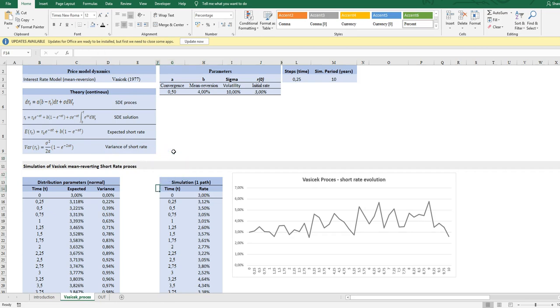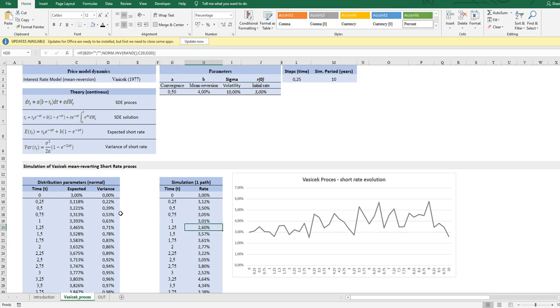Alright, let's try. Let's see, in 4 periods at time 1, we draw a short rate from the normal distribution with an expected rate at this level, calculated from this equation, and here we have the variance calculated from the unconditional variance formula. So these are the moments describing entirely the normal distribution of short rates at that particular point of time.